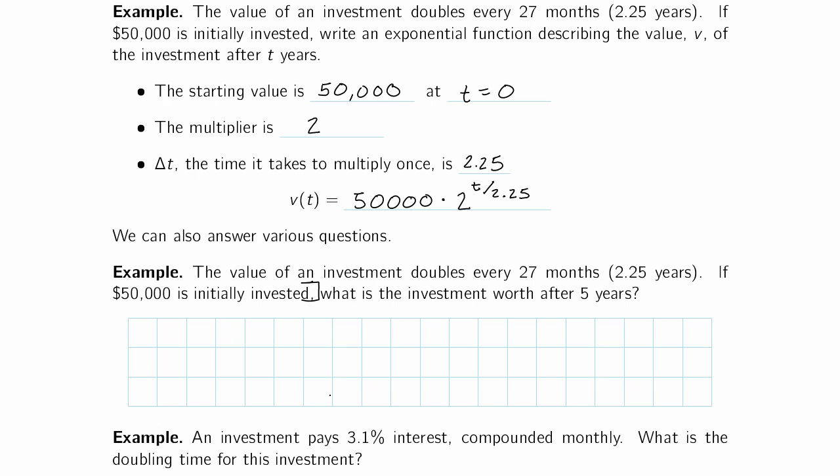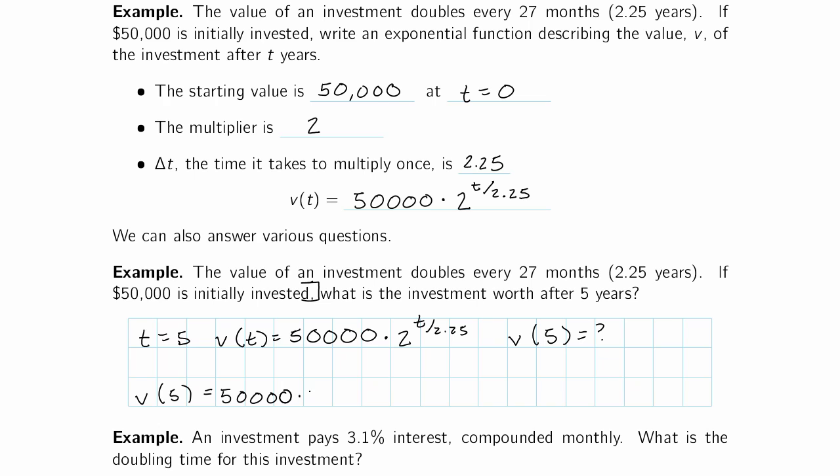And we want to know what is it worth after 5 years. That is, when t is 5, we had V of t is 50,000 times 2 to the t over 2.25. What we want to know is what is V of 5. Well, V of 5 is 50,000 times 2 to the, plug in 5 for t, so 5 over 2.25.